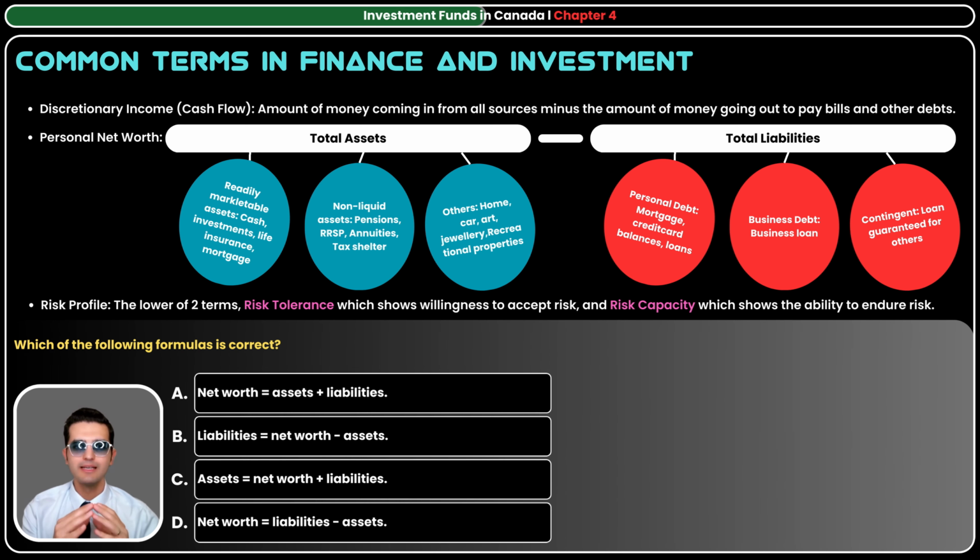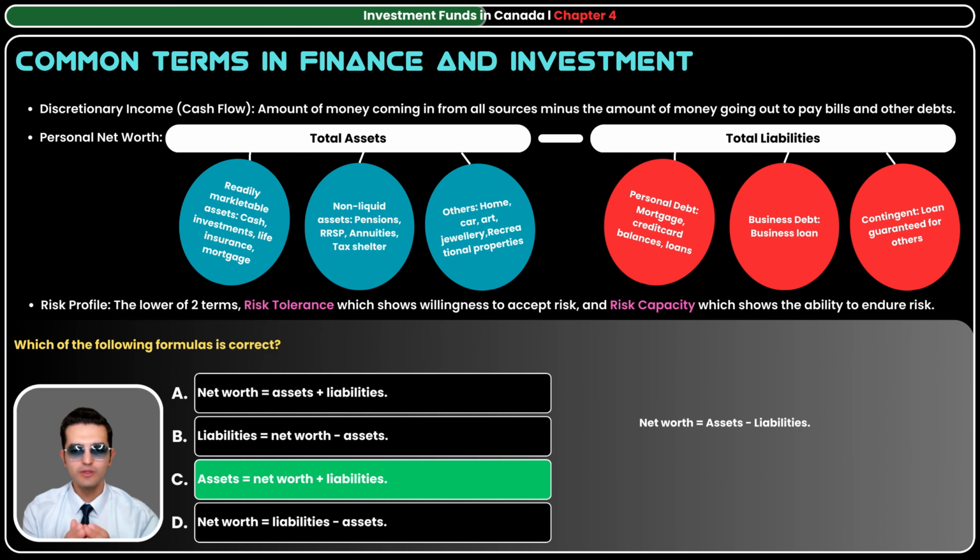As we said, personal net worth equals total assets, whatever you have, minus total liabilities, whatever you need to give back. So it just plays with different factors. So the right answer is assets equals net worth plus liabilities. So option 3 is correct.